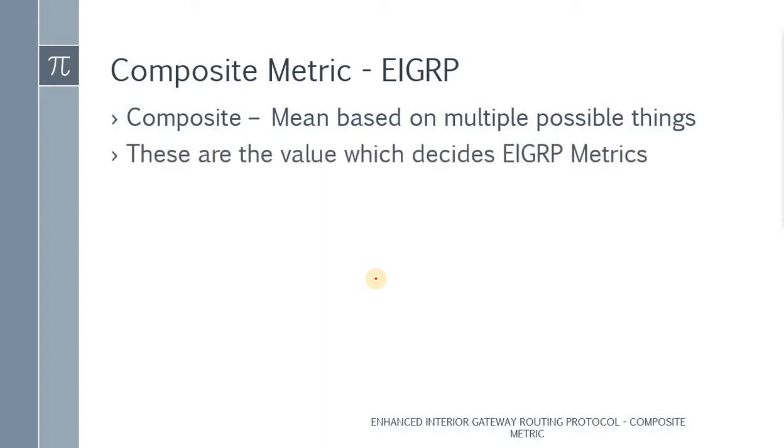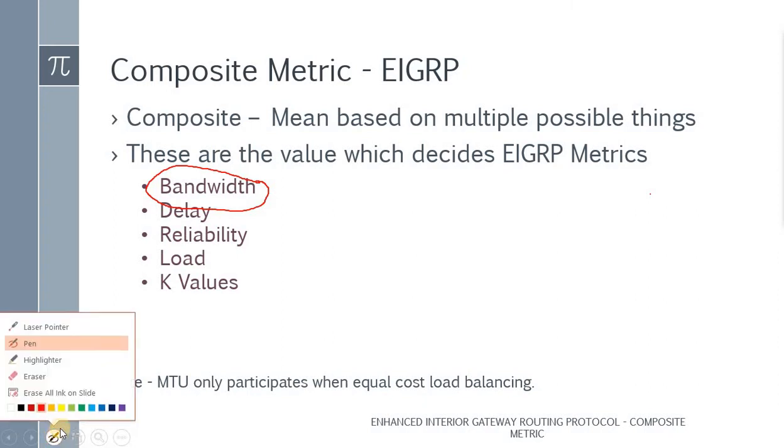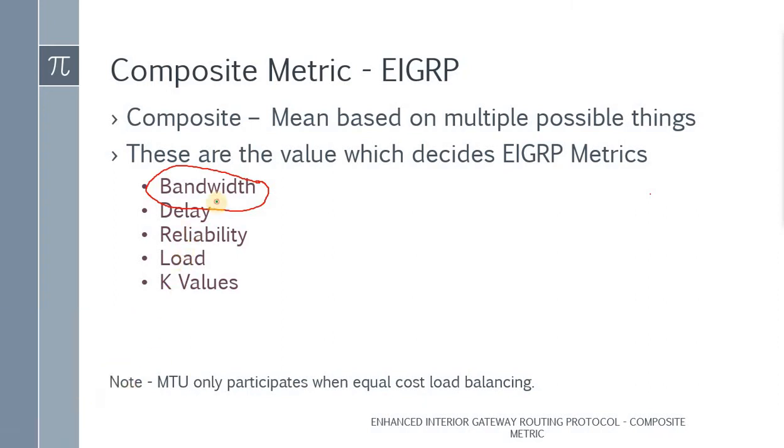These are the things considered while deciding the best route and calculating the metric. There are a total of 5 factors: bandwidth, delay, reliability, load, and K values. The K values are decided on the router and have default values by default, but you can always change them by using a particular command for the K values.